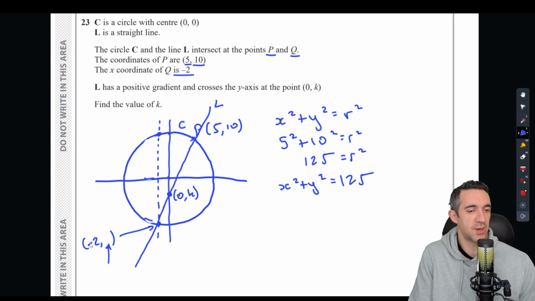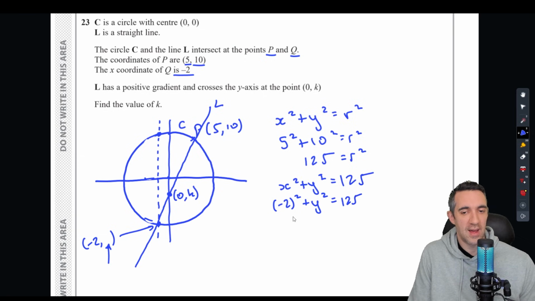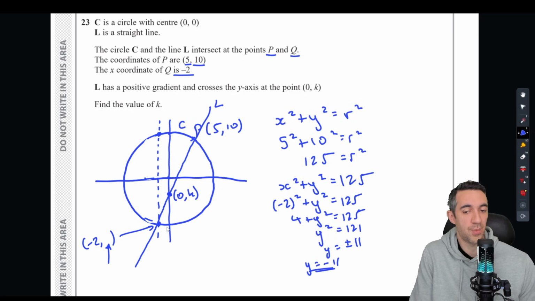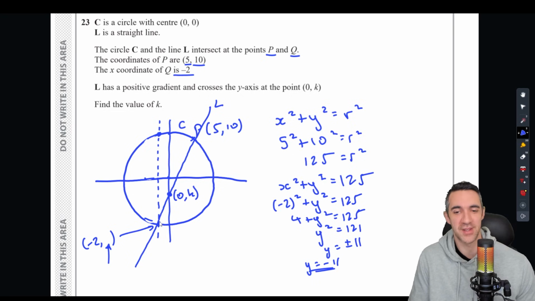Now the reason that's helpful is I can find the missing y coordinate down here, because I know the -2. So I can put -2 squared plus y squared is 125. That gets me 4. Non-calculator, you can see how this is working. So I get y equals plus or minus 11. Now we know it's got to be the -11 because we have the positive gradient. You see, now it all starts to make sense.